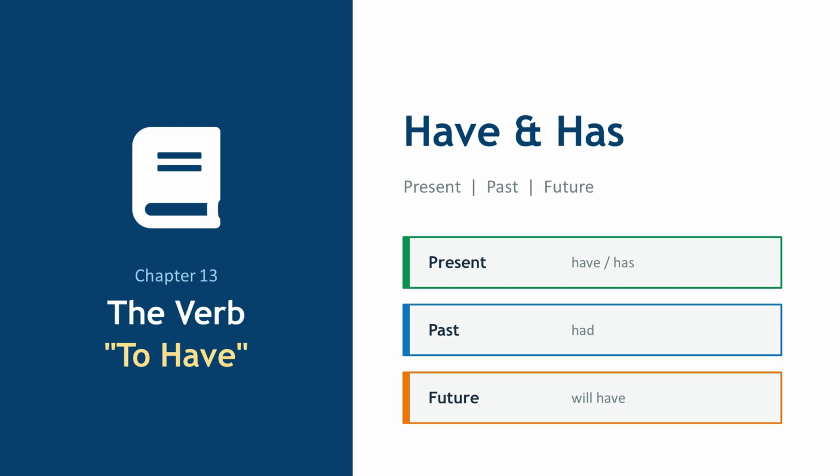In the present tense, we use have with I, you, we, and they. And we use has with he, she, and it. In the past tense, we use had for all subjects. And in the future tense, we use will have for all subjects. Let us begin by looking at the present tense.